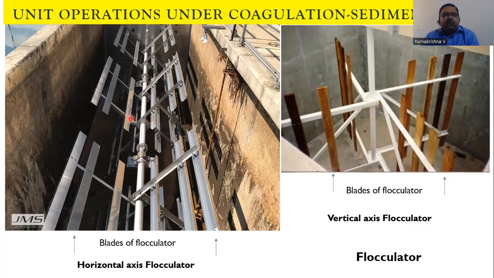Now this is a horizontal axis, and that is a vertical axis. So the rotational speed and everything will vary compared to the flash mixer. Relatively lower rotational speeds are used in the flocculator.